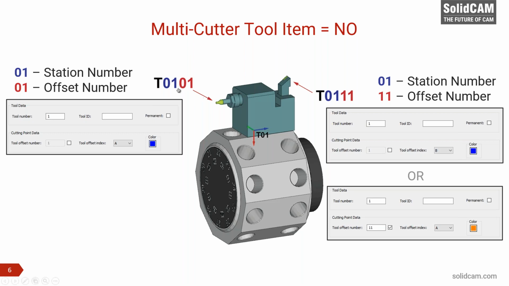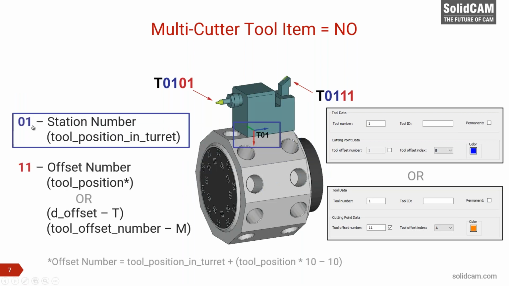In this example, I'm just showing you a simple example. I have my left tool, which is tool number 0101, and my right tool is 20111. 01 is the station number, and 11 is the offset number. For most of you, I believe that you know this. Now, as this is a station number, in post processors, I often see people use the tool position in turret. It is completely incorrect if you are using the tool number in this case. So tool position in turret, and you will find its ID over here.